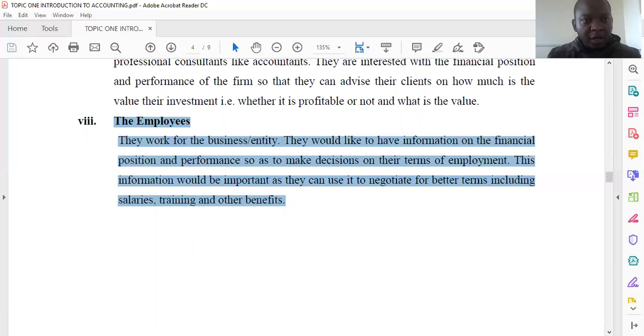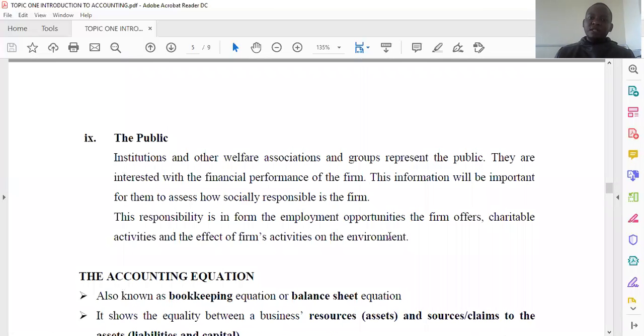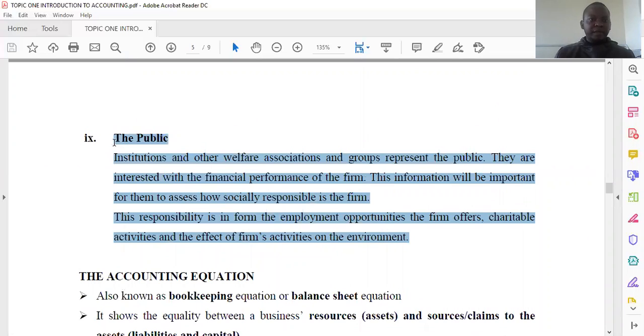So the employees, they work for the business. They would like to have information on the financial position and performance so as to make decisions on the terms of employment. This information is important as they can use it to negotiate for better terms, including salaries, training, and other benefits. And then we have the general public, another user of financial statements.